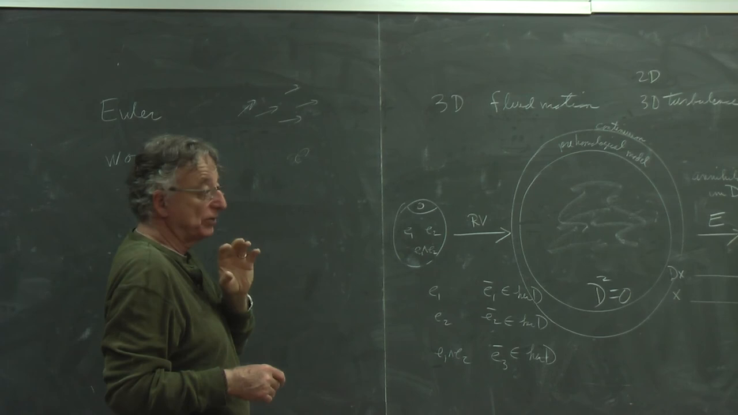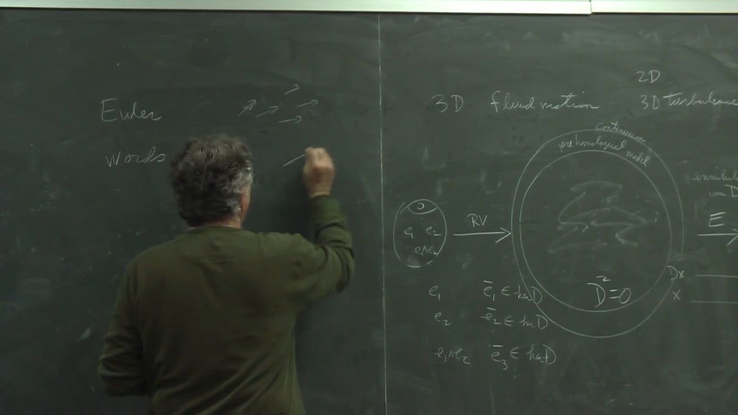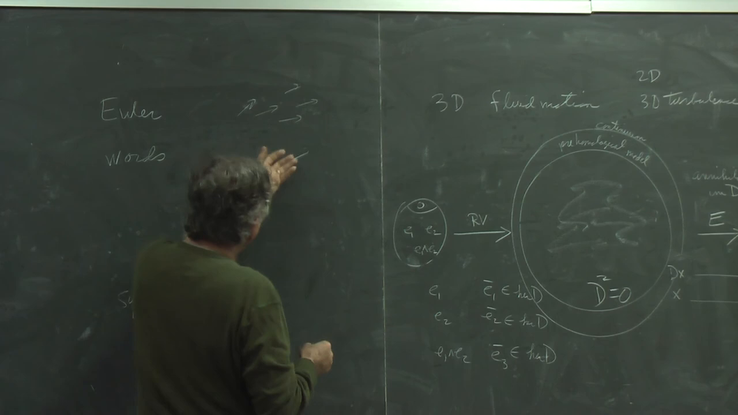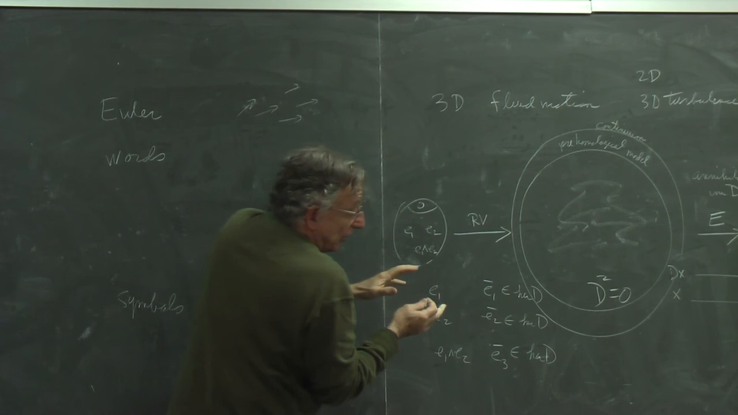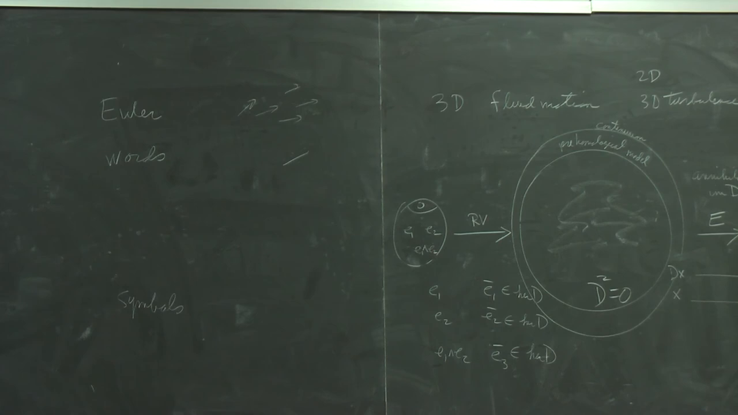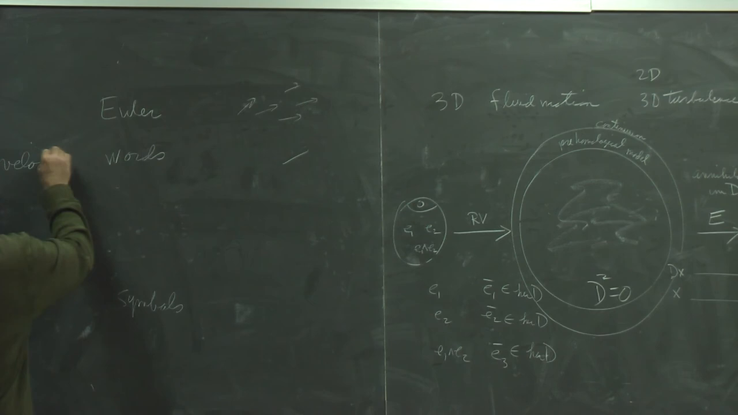So through every point there'll be an axis of rotation and an amount of rotation. Now, the fluid will infinitesimally start turning in that way and distort itself, keeping the volume. So we can say in words, the two words are velocity and vorticity.